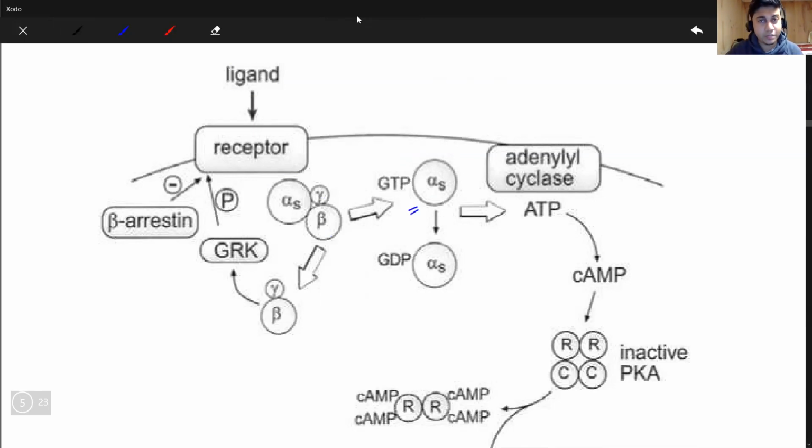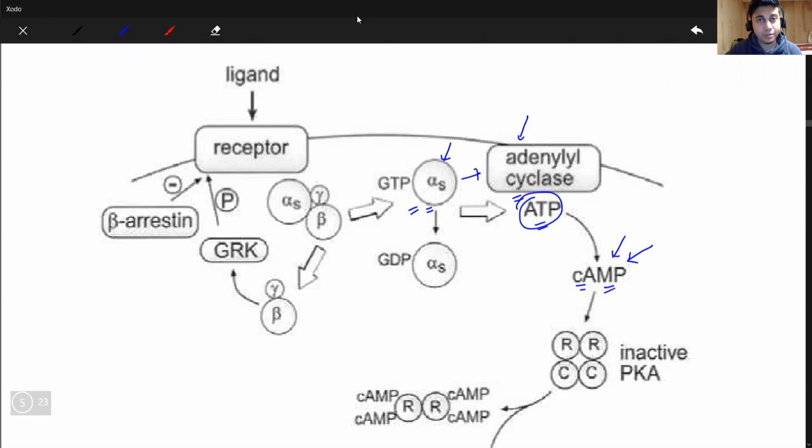Now, this GTP that is bound to the alpha subunit of the Gs protein stimulates an enzyme. This enzyme's name is adenylyl cyclase. Now this adenylyl cyclase will convert the ATP into cAMP. When this GTP-bound alpha subunit stimulates the enzyme adenylyl cyclase, it will convert the ATP into cAMP. What is cAMP? Cyclic adenosine monophosphate.